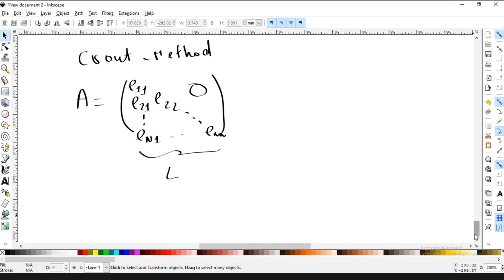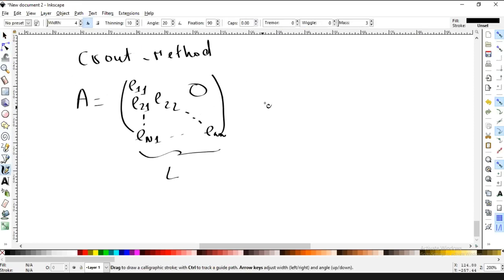All right, so U11, U12, U1N. Okay, this is the upper triangular, U22, U2N. Okay.